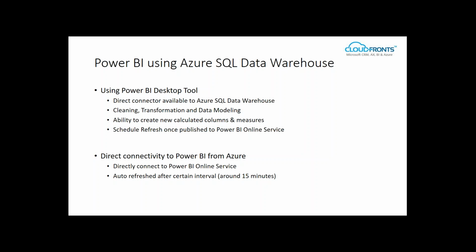After that, we are going to see Power BI using Azure SQL Data Warehouse. We'll see it in two parts. One is the Power BI Desktop tool, and how we can use it to pull data from Azure SQL Data Warehouse. In Power BI Desktop, we have a direct connector available to connect to Azure SQL Data Warehouse. In that, we can perform cleaning, transformation, and data modeling. It also has the ability to create calculated columns and measures. We can even publish this report on the Power BI online service, and we can schedule these reports.